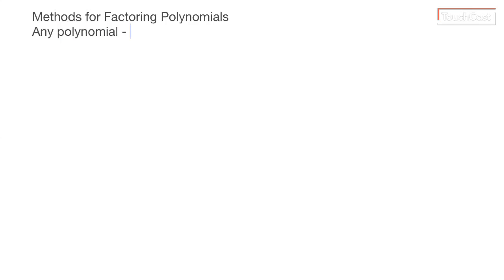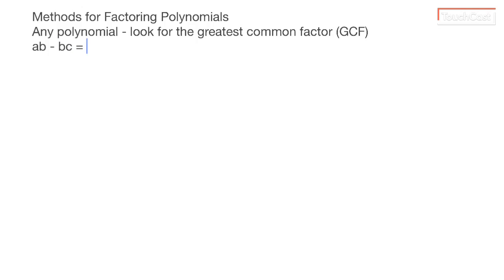So now I want to give you methods. Now to start on any polynomial, we're going to start by looking for the greatest common factor, a GCF. So for example, if you had something in the form a times b minus b times c, we notice both terms have b, so we can take a b out and we'd have an a minus c left within our parentheses.